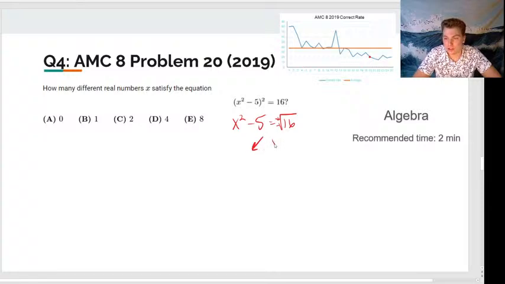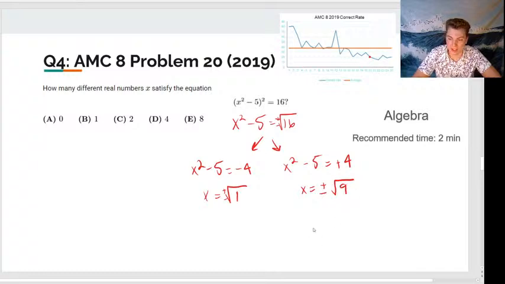And so then we can break this up into two problems. X squared minus 5 is equal to negative 4, or x squared minus 5 is equal to positive 4. Awesome. And just continuing to work through this, we get x is equal to plus minus rad 1 here, and x is equal to plus minus rad 9 on this side. Again, that's the key, to recognize that it's plus minus. And if we solve this out, we get x is equal to positive or negative 1 here, and x could be equal to positive or negative 3 here.